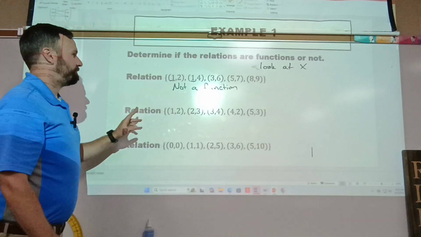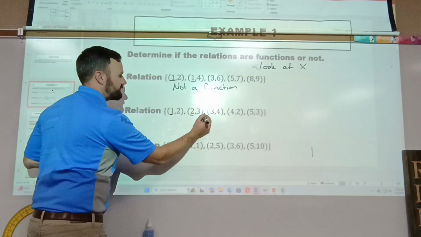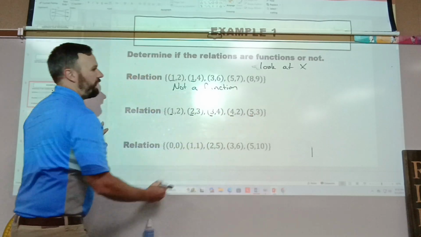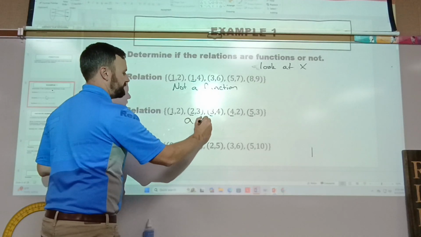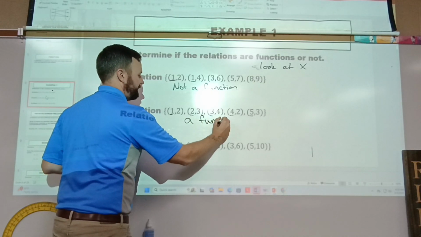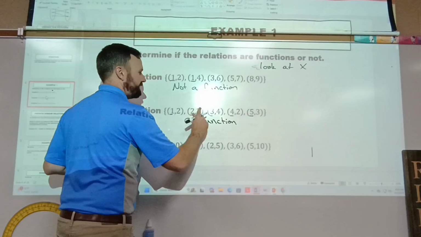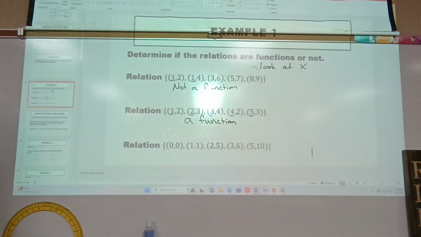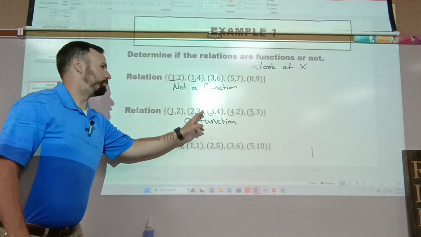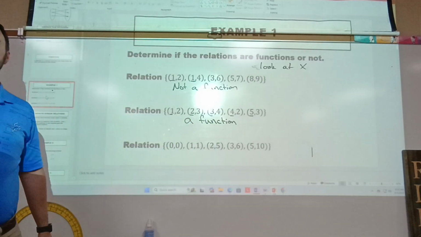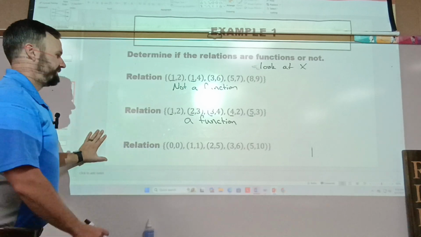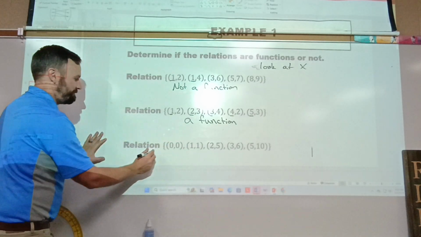All right, this one. When I look at the x's, are there any repeats? Nope. So do they all go to a number? Do they all go to something? Yeah, so that is a function. Everybody's happy here. But yet the y can get away with it. Like the y can go to two different x's. That's not fair, but it's true.